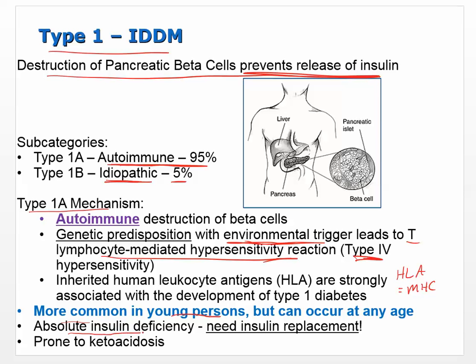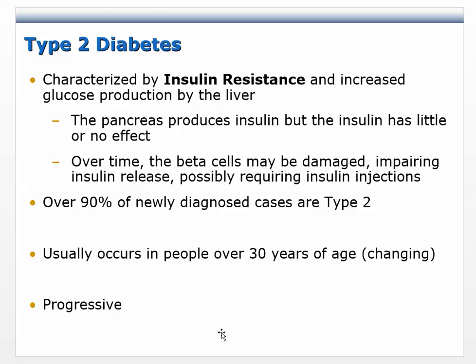And there's absolute insulin dependency, or absolute insulin deficiency, and that means you need insulin replacement. And also, we already mentioned it's kind of prone to ketoacidosis, which we'll say a little bit more about. Okay, so since type 2 is the most common, we're going to spend a little bit more time talking about type 2, and it's also a little more complicated.